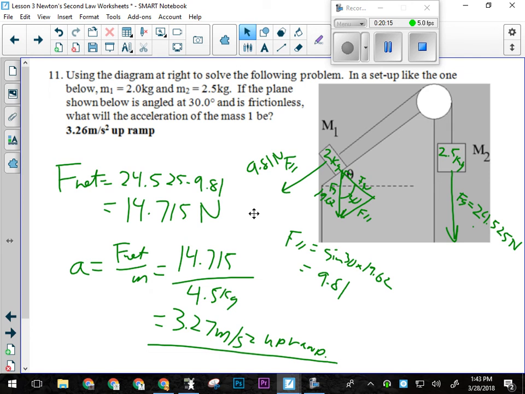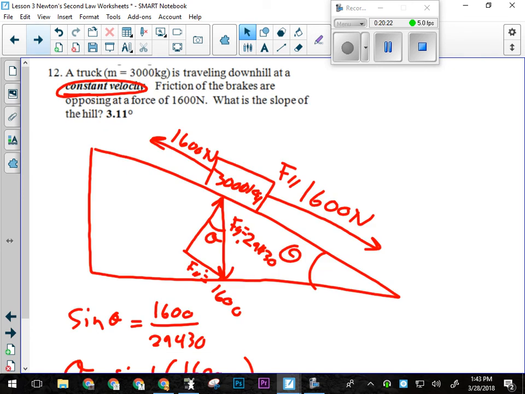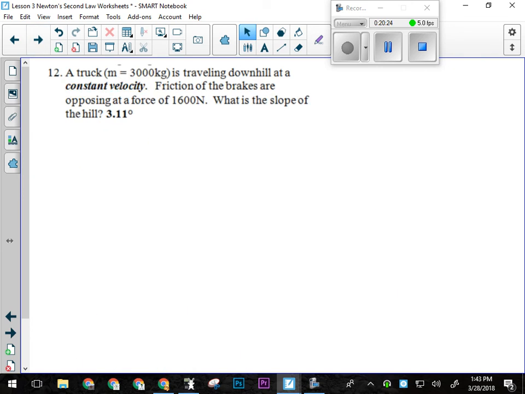Any other questions on those sheets? Number 12? Okay, so let's start it from scratch here. Keywords: constant velocity, meaning net force is 0. We know that right off the bat. So F net equals 0 newtons.